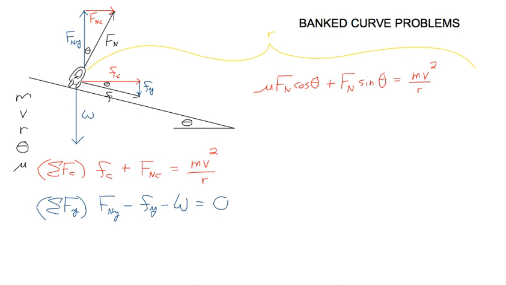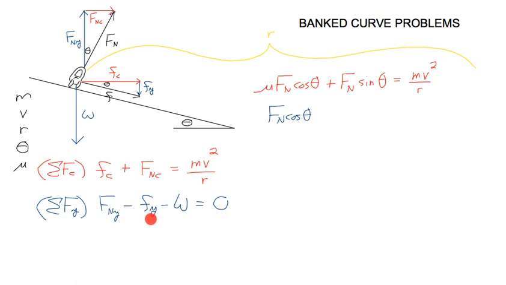Now, with the other equation, I'm going to replace Fny. So if I look here, Fny is the adjacent side of this triangle. So I'm going to replace it with the hypotenuse, Fn, times the cosine of the angle. So I'm going to write Fn times the cosine of the angle. So I've replaced Fny with Fn times the cosine of the angle.